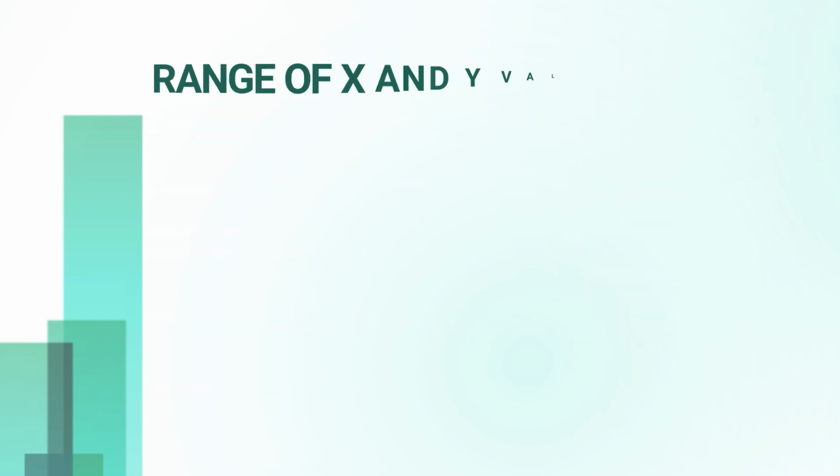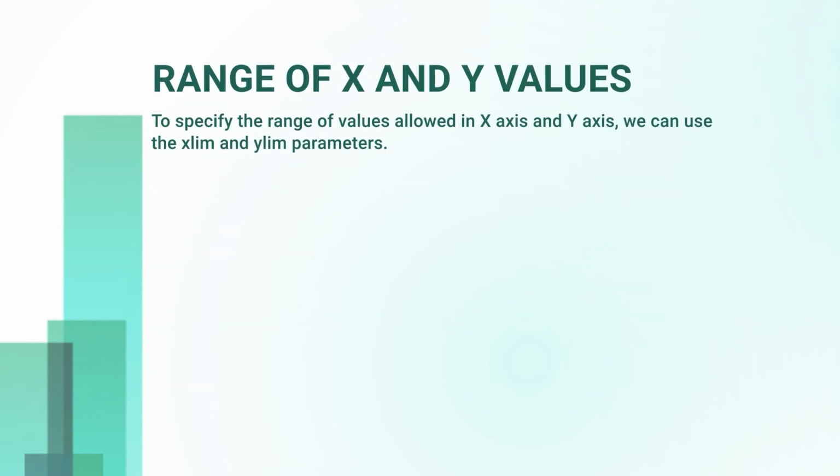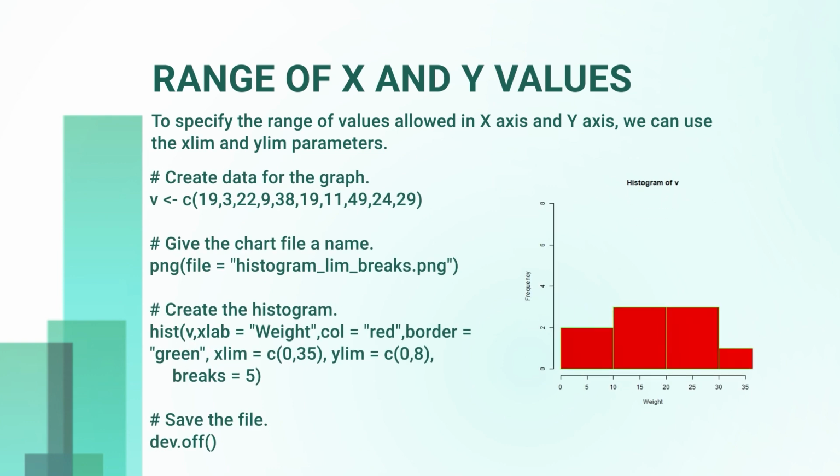Again, you can change the range of x and y values. How? Simply, again, if you see here, everything is similar. The only thing that will be changed here in the hist function is that we are using the argument xlim that is being set from 0 to 35. So if you see here, the xlim is set from 0 to 35. Check the weight part is ranging from 0 to 35, and the ylim is set from 0 to 8. Again, you check the y part here, that is being given from 0 to 8. Now again, you can save the file with the help of dev.off.